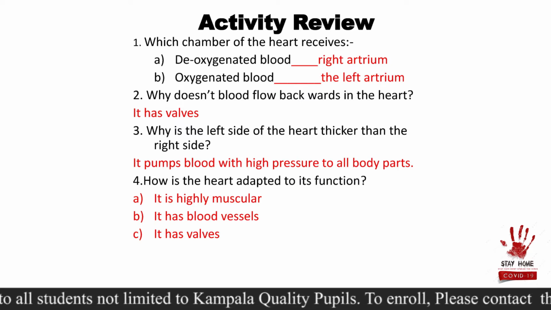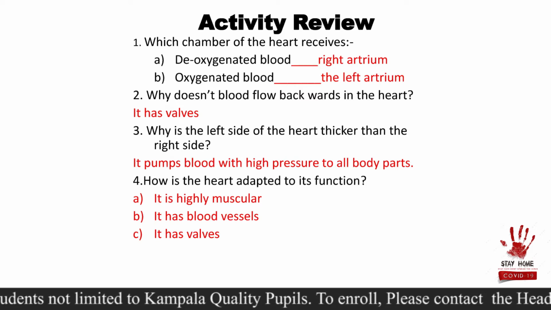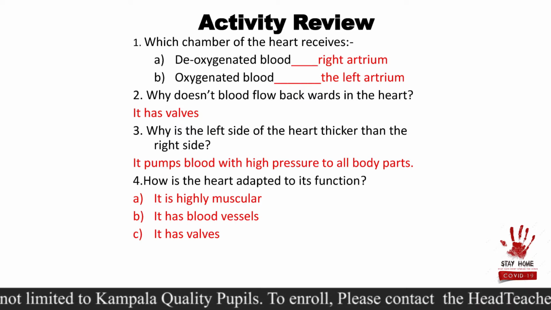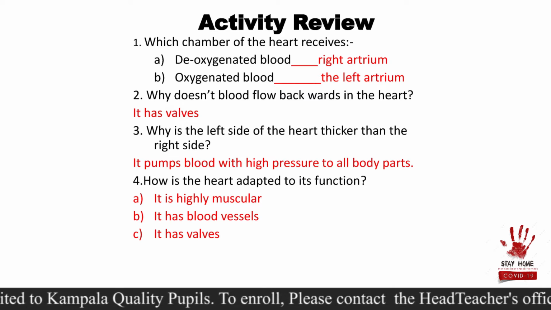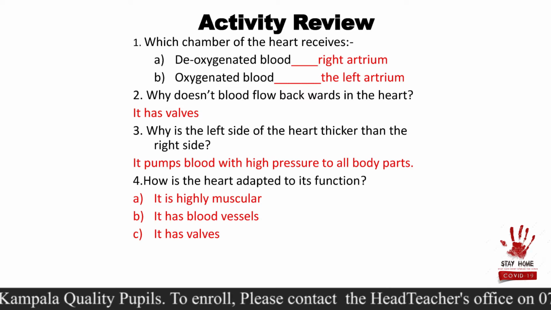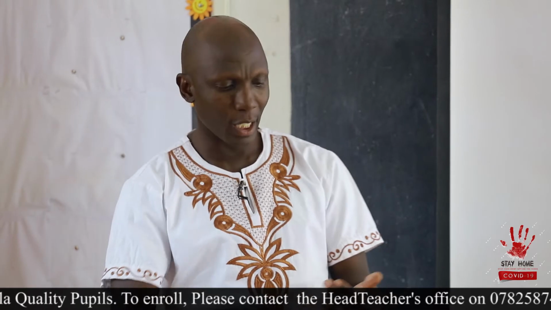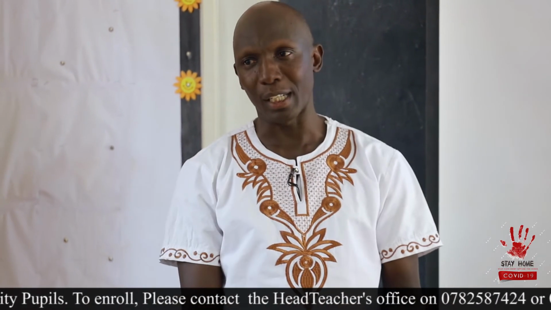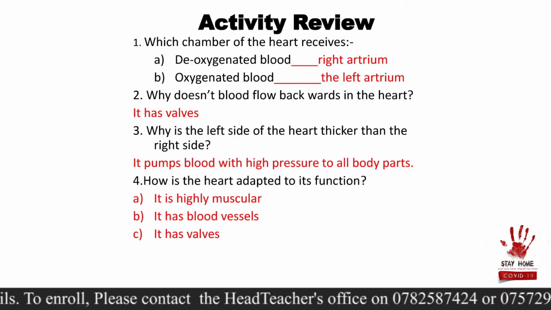Then finally, how is our heart adapted to its function? The function of the heart is to pump blood. How is it able to pump that blood? Adaptation, we saw them last time. We said the heart is highly muscular to pump the blood to the different parts of the body. It has got the blood vessels. Remember those blood vessels? We saw the aorta, we saw the vena cava, we saw the pulmonary vein, we saw another one there. Then finally, the heart has got valves.